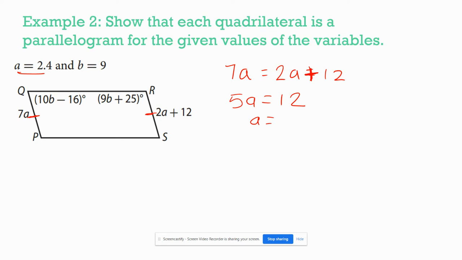You'll notice I already glanced at my answers. They are in decimal form. So I do get 2.4 when I divide that. So far A is okay. Now I'm going to solve for B.